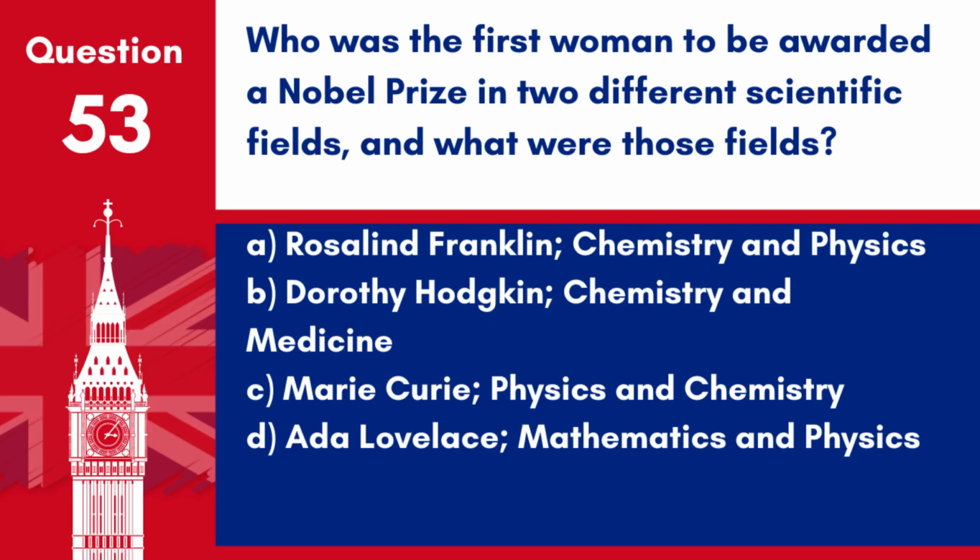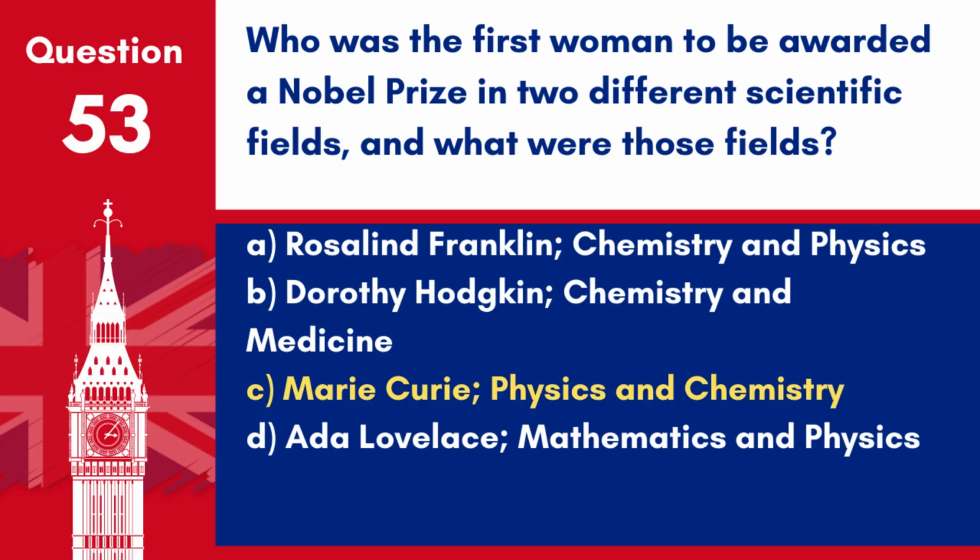Question 53. Who was the first woman to be awarded a Nobel Prize in 2 different scientific fields, and what were those fields? A. Rosalind Franklin, Chemistry and Physics. B. Dorothy Hodgkin, Chemistry and Medicine. C. Marie Curie, Physics and Chemistry. D. Ada Lovelace, Mathematics and Physics.